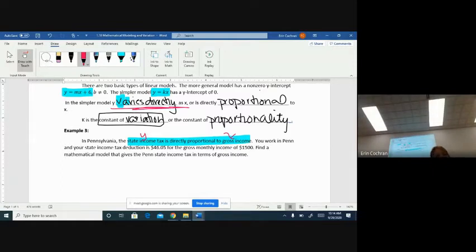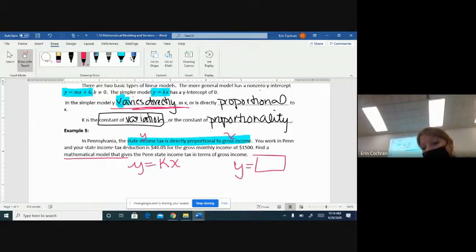You work in Pennsylvania, and your state income tax deduction is $46.05 for the gross monthly income of $1,500. Find the mathematical model that gives Pennsylvania income tax in terms of gross income. Since this is directly proportional, we're looking at the equation y equals kx. So our mathematical model is going to be y equals something x.